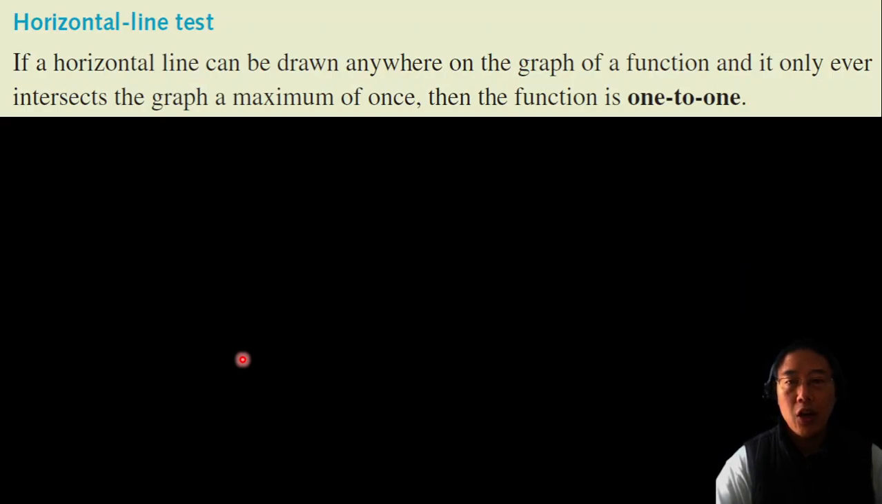With the horizontal line test, what you do is it can be drawn anywhere on the graph, and as long as at any position it only ever intersects the graph at maximum once, then the function is a one-to-one. So usually, you will use that the other way around. If you intersect the graph more than once, then you can exclude that function as a one-to-one.